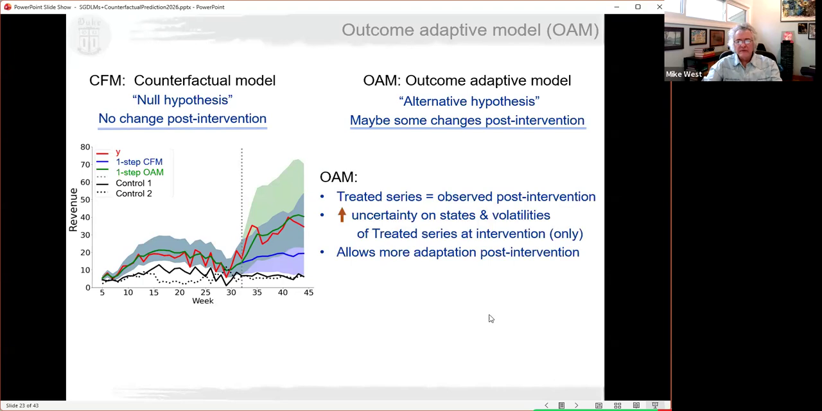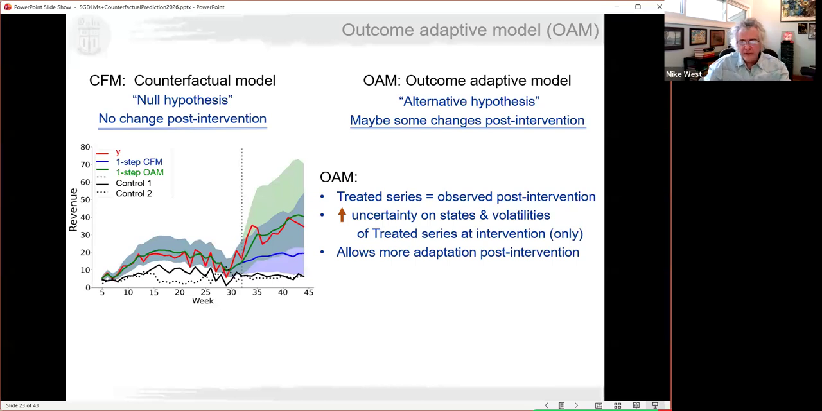So what is an OAM? Well, it's the same model. It's the SGDLM, just running forward in the post-intervention period as well as pre-intervention. Treating the experimental series data as real data, updating week by week or year by year. But critically, at the point of intervention, at the point of the campaign beginning, a modification is made to allow increased uncertainty on the parameters of the model components for the treated series. So that then allows the post-intervention data to be more influential.